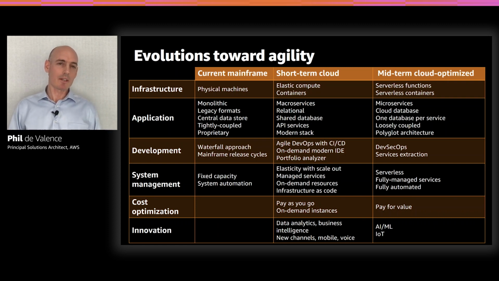Let's look at one example on the infrastructure side. On the mainframe, there is a physical machine with finite resources. When moving to the cloud in the short term, the mainframe workload can be deployed on elastic compute or containers. That means we can adjust dynamically the number of servers or containers which process the load. It also means we can scale horizontally for very large workload and only pay for what is being used. Then, we can optimize further by leveraging serverless capabilities, removing the administrative overhead of managing servers. I'll let you review some of the other areas by yourself, but you can see this evolution is a comprehensive modernization.